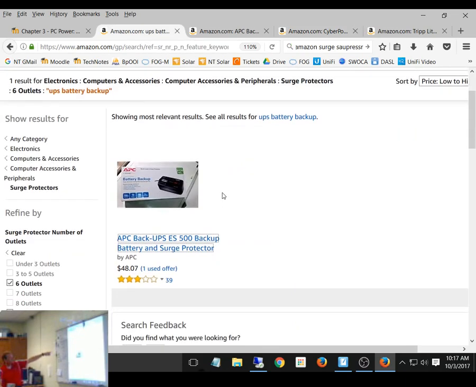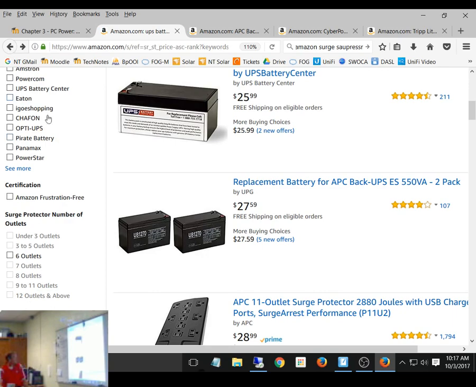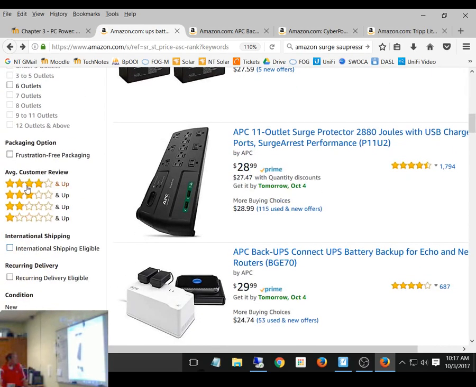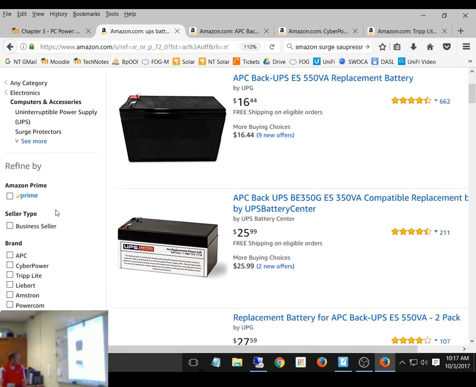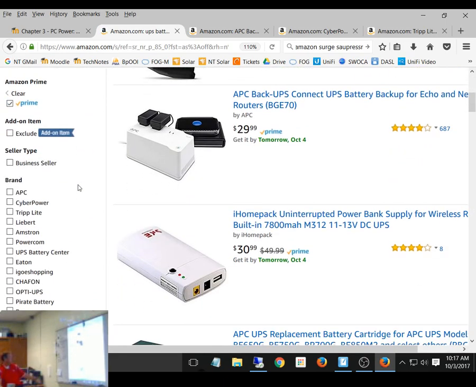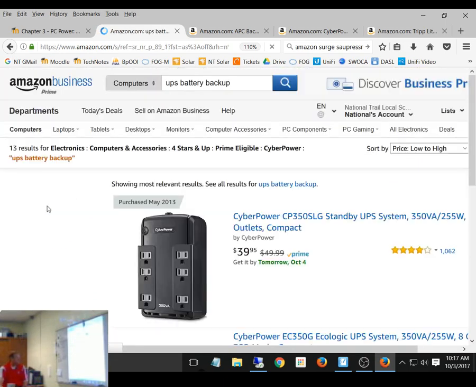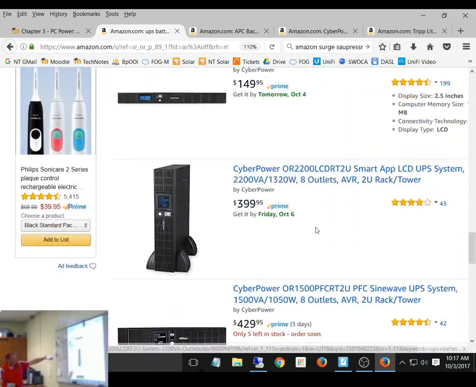But if I go through these other UPSs, let me go back, battery backup, and see if I can get the actual ones. I want batteries. The ones we have, I think, are Cyber Powers or Tripp Lites. And we have big rack-mounted ones, which are bigger, like that, okay? Actually, that might be ours. That might be that one right there, as a matter of fact.